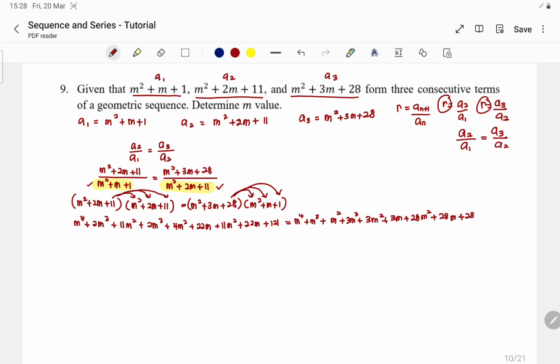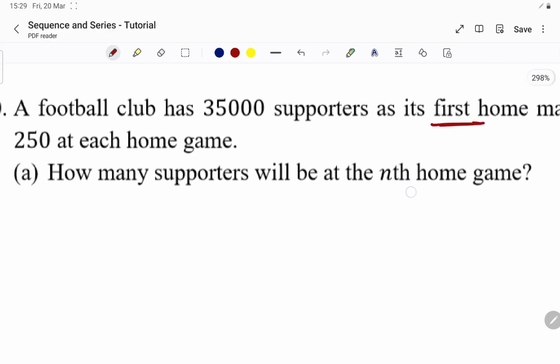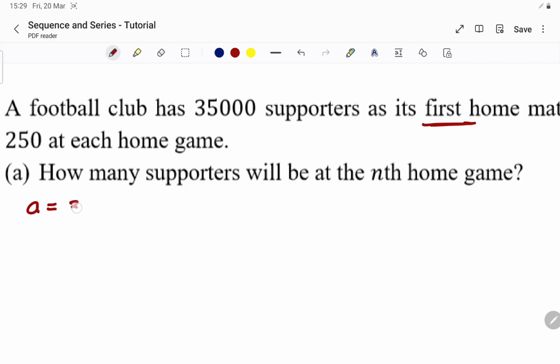Okay, so for the next question, question 10. A football club has 35,000 supporters at its first home match. The attendance increased by 250 at each home game. So how many supporters will be at the nth home game? Okay, so from the question, they provide to us that a football club has 35,000 supporters at its first home match. So by right, a is equal to 35,000.